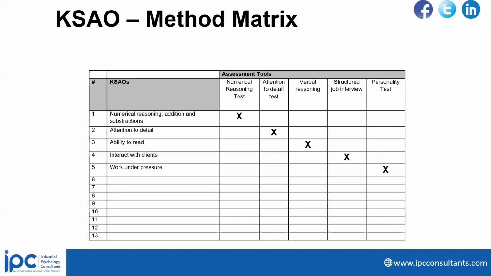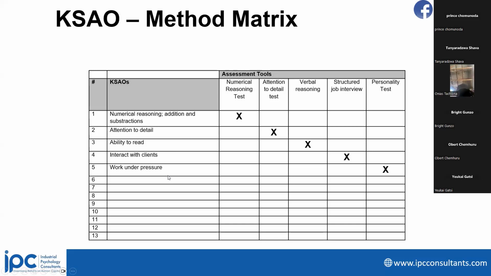Then the next step is what is called a KSO method matrix. Remember the KSO: knowledge, skills, abilities, and other characteristics, and take other characteristics to represent other competencies that are required for that particular role. So we have identified for the bank teller that they need numerical reasoning, attention to detail, and the ability to read, interact with clients, and work under pressure. What are the methods that we are going to use to assess them? For example, numerical reasoning, we give them a numerical reasoning test. Attention to detail, we can give them an attention to detail test. Verbal reasoning, we can give them a verbal reasoning test. These are just examples. It could be other things.